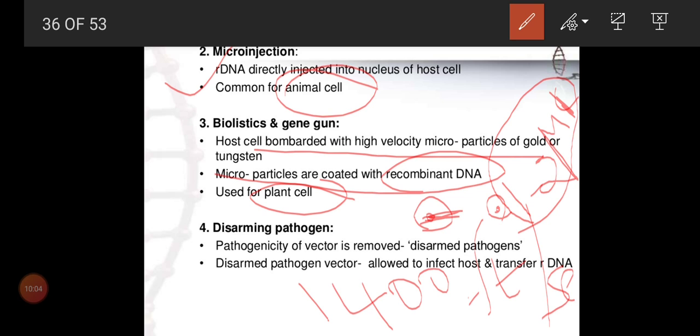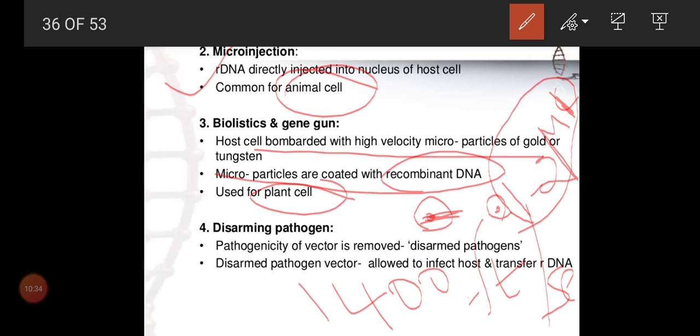Clear? Here are three concepts. It is used for plant cells. We make recombinant DNA, and around it we add some gold or tungsten particles, so we can call it microparticles. It should be 1 to 2 micron only, and we should follow some speed to achieve our target. If not, it will come out or it will not get inside. So what is the speed? 1450 feet per second. By using this, we achieve biolistic or gene gun.